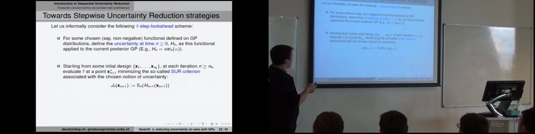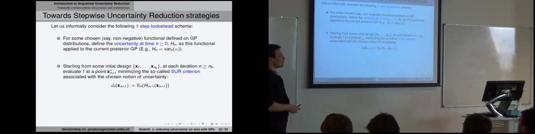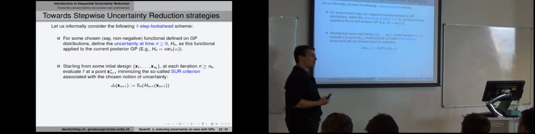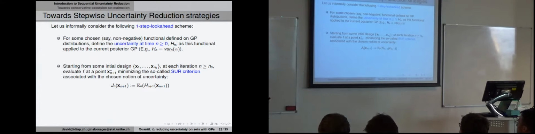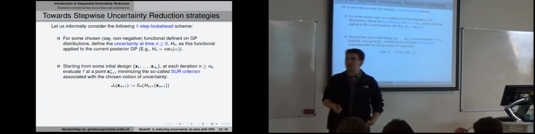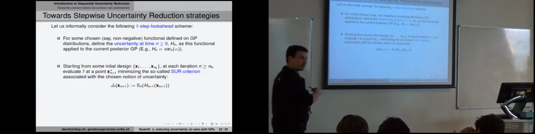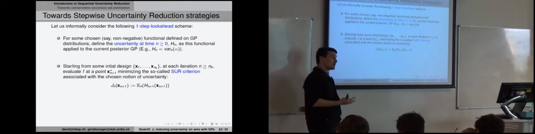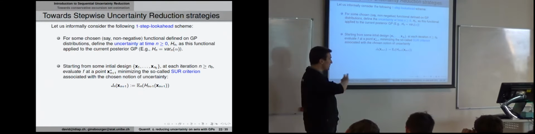So we consider what we call the one-step look-ahead strategies. Maybe Javier talked about the multiple-step look-ahead problem in Bayesian optimization. Here we are myopic. We just care about the next step. Okay? And what we want to do is to reduce uncertainty. What uncertainty means is something completely arbitrary. This is really what's cool about what I'm going to present, that you can define uncertainty in the way you want. There are slight technical hypotheses, but it's very broad.